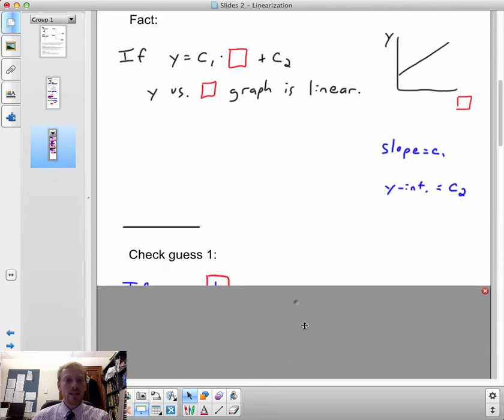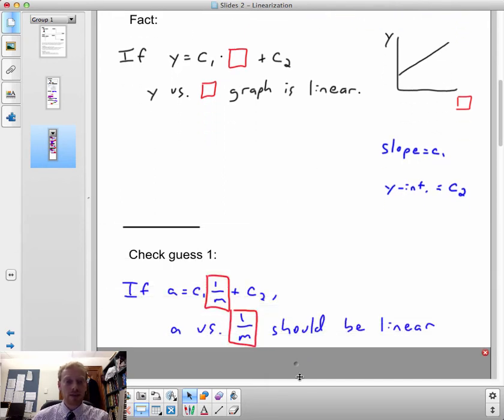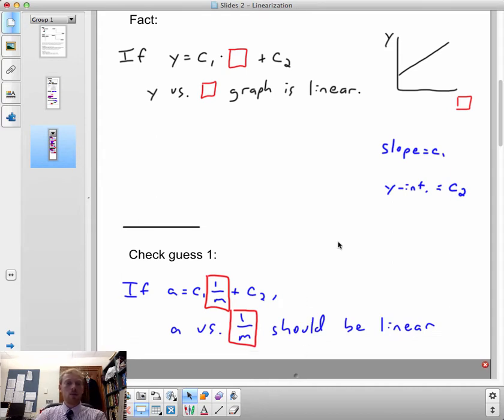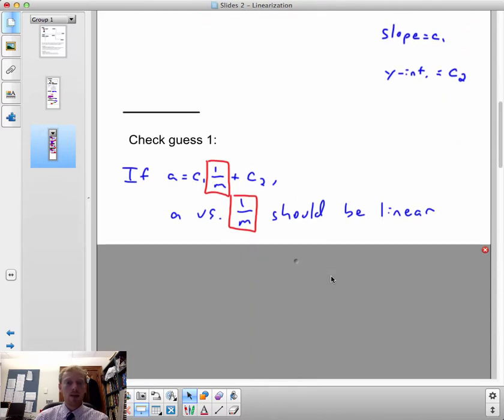Well, let's check our first guess about the shape of this graph. Remember, our first guess was that the acceleration was related to the inverse of mass. Well, if it really is true that the acceleration is some constant times 1 divided by the mass plus some other constant, then the graph of the acceleration versus 1 divided by the mass should be linear.